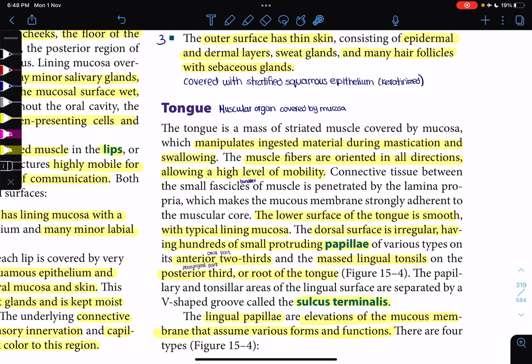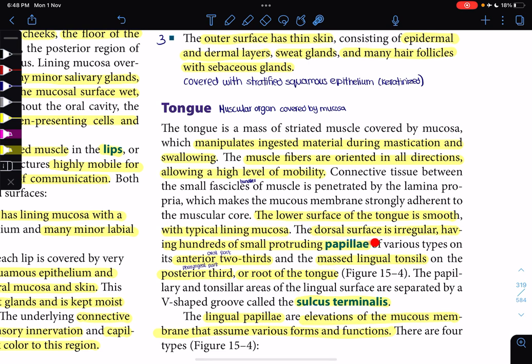Connective tissue between the small fascicles, يعني bundles of muscle, is penetrated by the lamina propria, which makes the mucous membrane strongly adherent to the muscular core. So the mucous membrane لازقة طريقة قوية بالmuscular core. Okay? So, the lower surface of the tongue is smooth with typical lining mucosa.